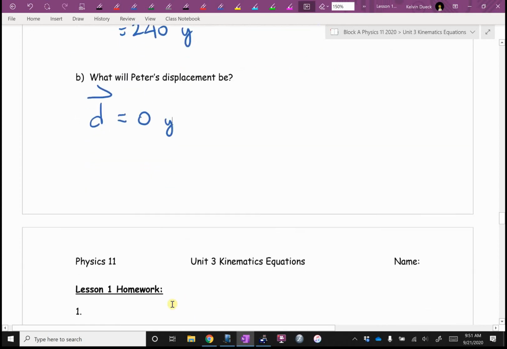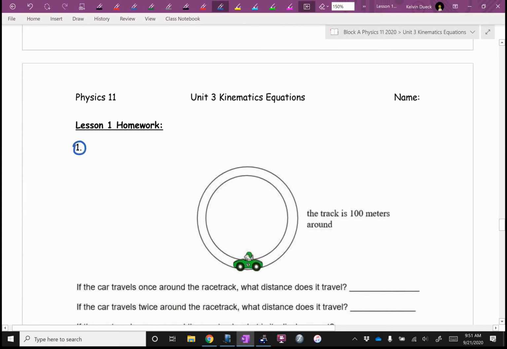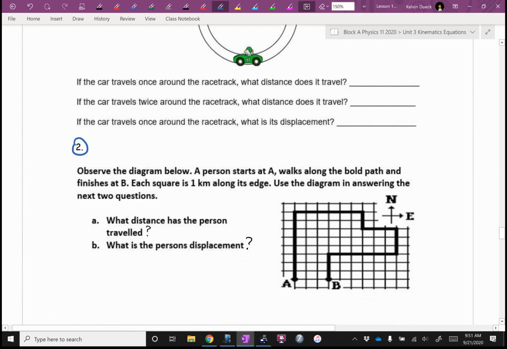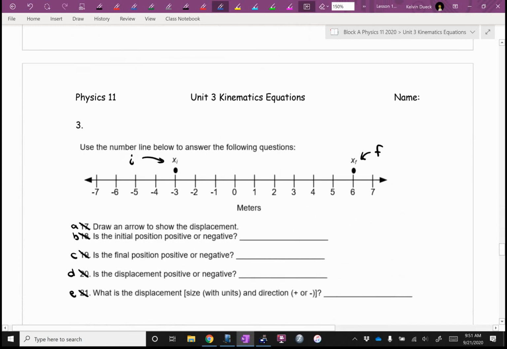So what's your homework? Number 1. Number 2, in question number 2, assume each square is 1 kilometer. So if you move 2 squares, that's 2 kilometers. If you move 3 squares, that's 3 kilometers. Number 3, I noticed when I photocopied this that the x_i wasn't very visible, so that's why I have a little letter i pointing. That's the initial right there, and that's the final right there. I think in your copies you can't actually read the typed subscripts very easily, so I hand wrote that on top.